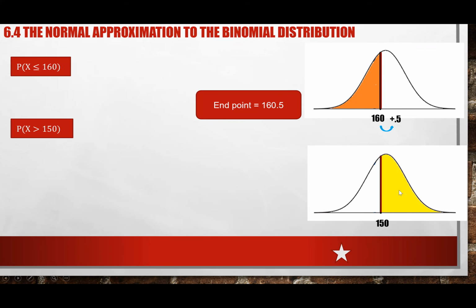Do I make this yellow area smaller or bigger? Do you agree that I do not include 150? I need to make this area smaller. I need to shrink this area a little bit. And to shrink this area, I need to move to the right. Because if I move to the left, I extend the yellow more to the left side, meaning I make that area bigger. I want to shrink this yellow shaded area a little bit smaller. And to shrink it, I move it to the right. And if you move to the right, you still add. Reminder, if you move to the left, you subtract. If you move it to the right, you add.